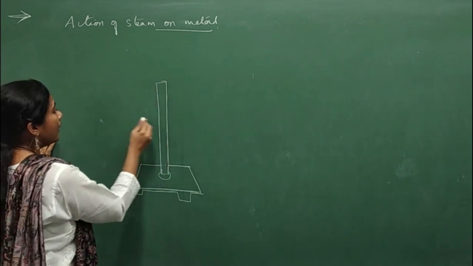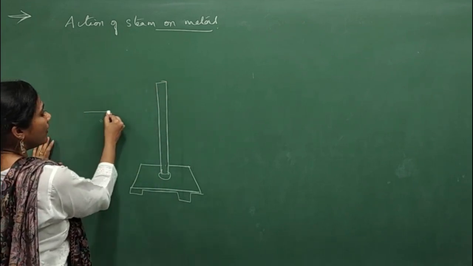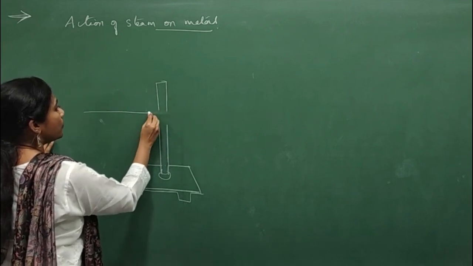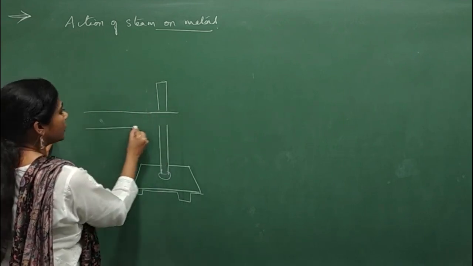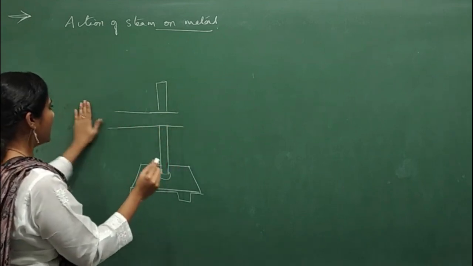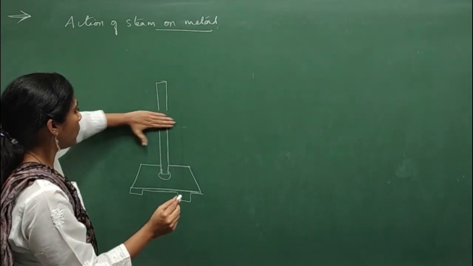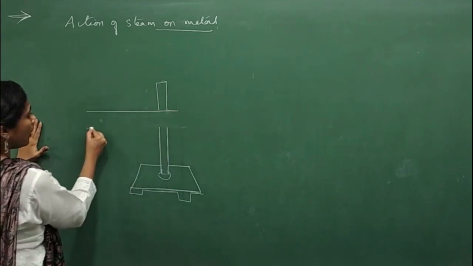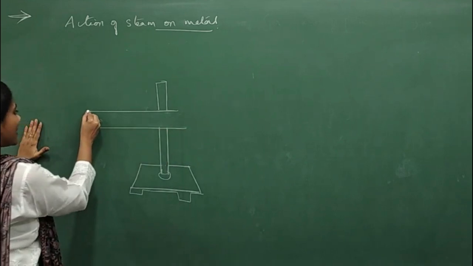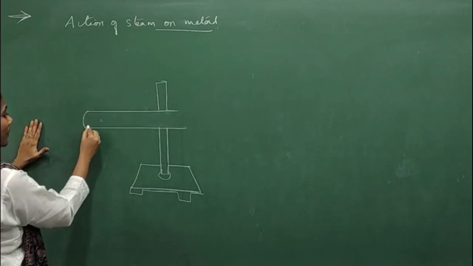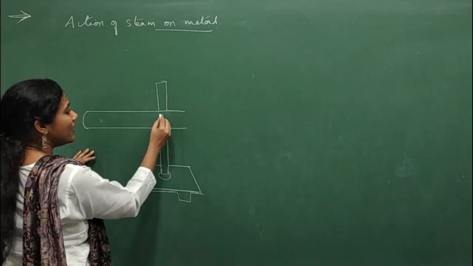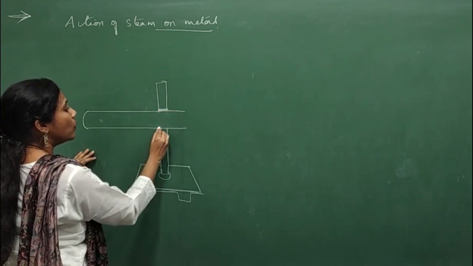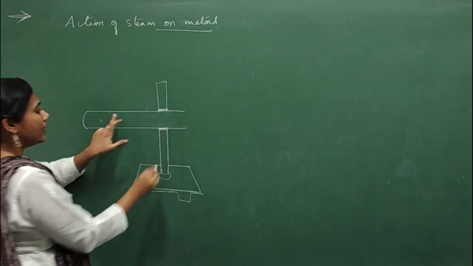Now you have to draw one test tube, something like this. Actually the stand is holding this particular test tube. Let me draw it a little more neatly. I think you can draw more neatly than me. I am just showing you the main concept of drawing it easily. This stand is holding this test tube.